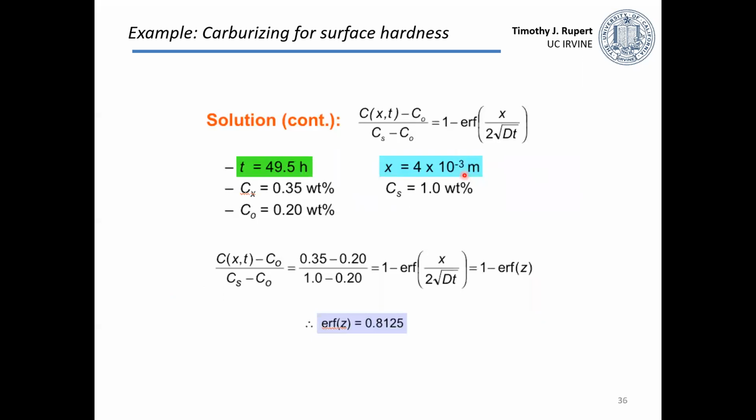So let's start plugging stuff in. So these are the things we talked about. We know what the position is. We know what C at a certain position and time is. We know what the surface concentration is. We know what the initial concentration is. We can plug that in and we can solve for the error function of Z. I'm just going to call this Z for now, and we'll come back and solve for different things inside of it in a second. We'll end up finding that the error function of Z is equal to 0.8125.